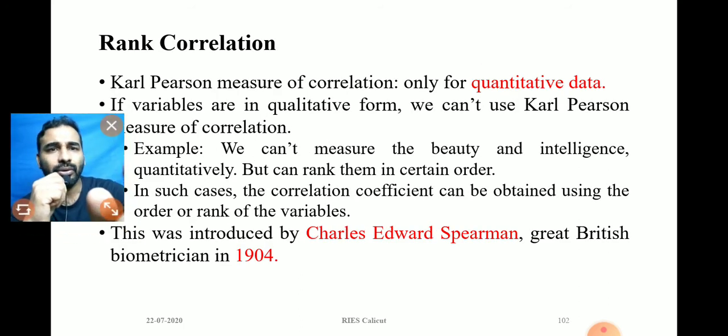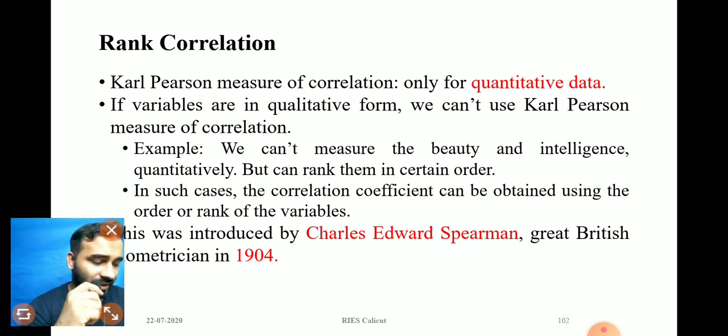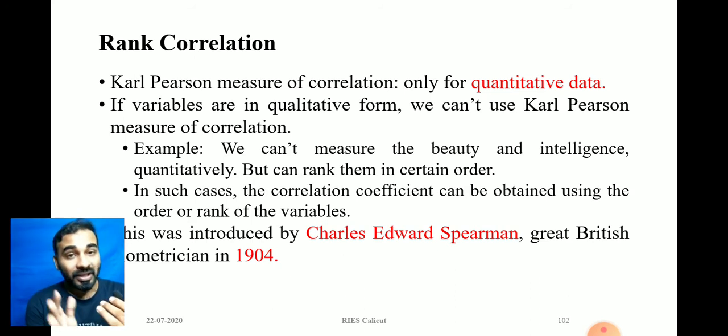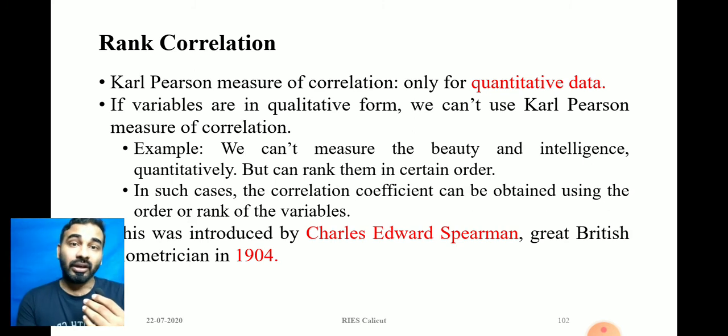Now we are coming to the rank correlation. The Karl Pearson measure of correlation is applicable only for quantitative data, that is, ratio scale and interval scale. Sometimes the data may be in qualitative format. Qualitative data can be nominal scale and ordinal scale. This rank correlation is applicable only for ordinal scale data. If our data is on a nominal scale, then we cannot find the correlations.